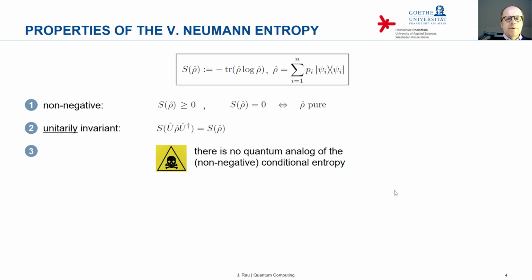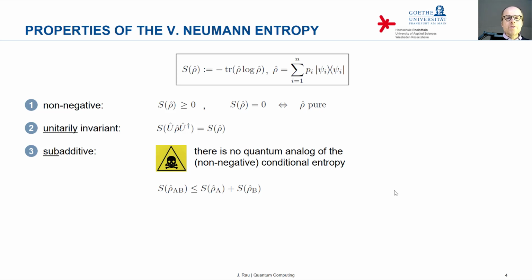So since there's no obvious analog of the conditional entropy, there's also no additivity in the same sense that you have classically. All you can say, and what is still valid, is the so-called subadditivity, namely that the joint entropy of two systems, or of a composite state rho AB, is at most the sum of the individual entropies. That still holds, this inequality.